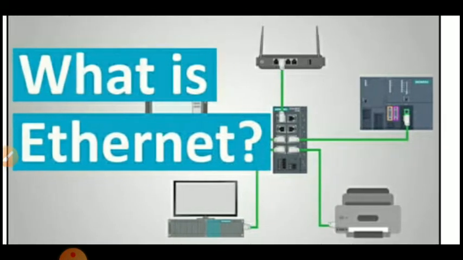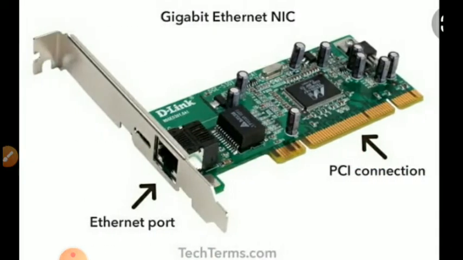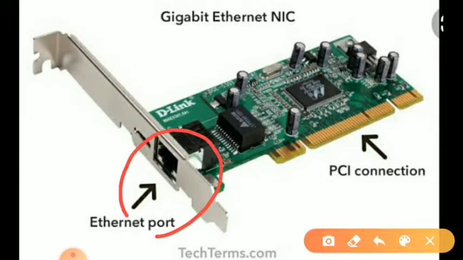So first is the ethernet, the first computer networking device, which is basically used to connect our computer and devices to peripheral devices and other computers also. For that, our computer has one ethernet port. It is a NIC card. The NIC card is attached to our computer and has one port. This port is called the ethernet port, and this is a PCI connection.